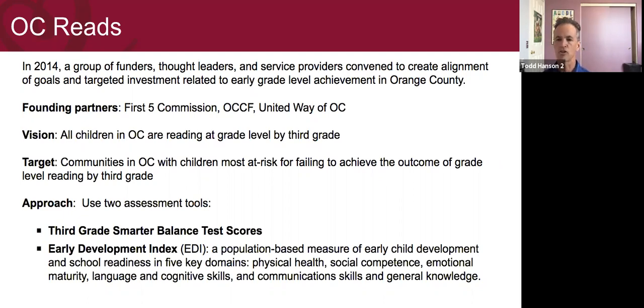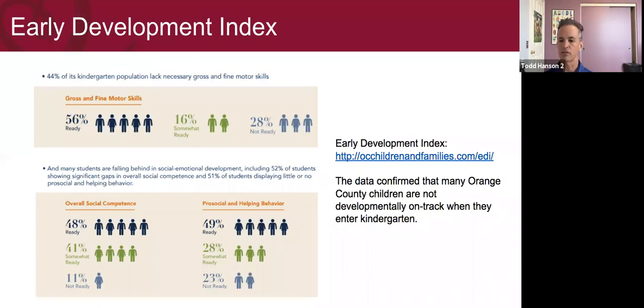We also got together all the districts and other organizations to create a task force. Our vision is pretty straightforward: we want everyone reading at grade level by third grade. Just like other funders, like United Way, you have to figure out where to apply your resources. We targeted the areas with the most need based on two tools, the Smarter Balanced test scores for third grade, and the Early Development Index. If you go to the next slide, I'll tell you a little more about what that is.